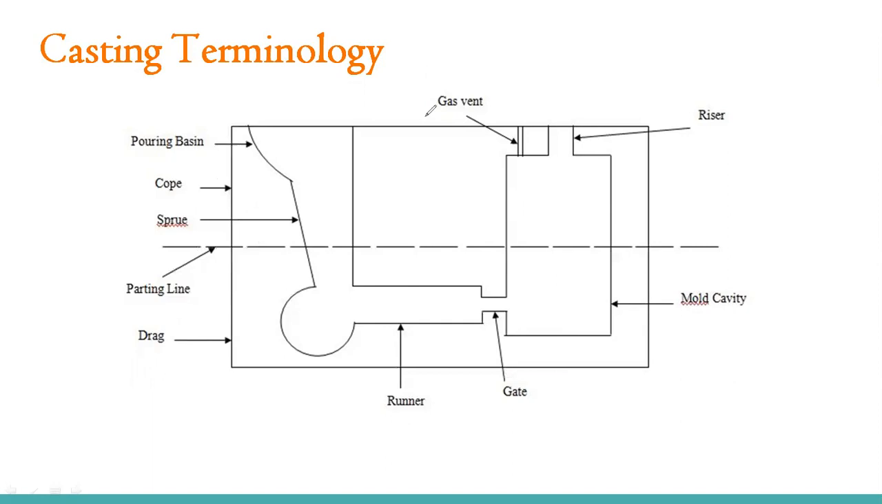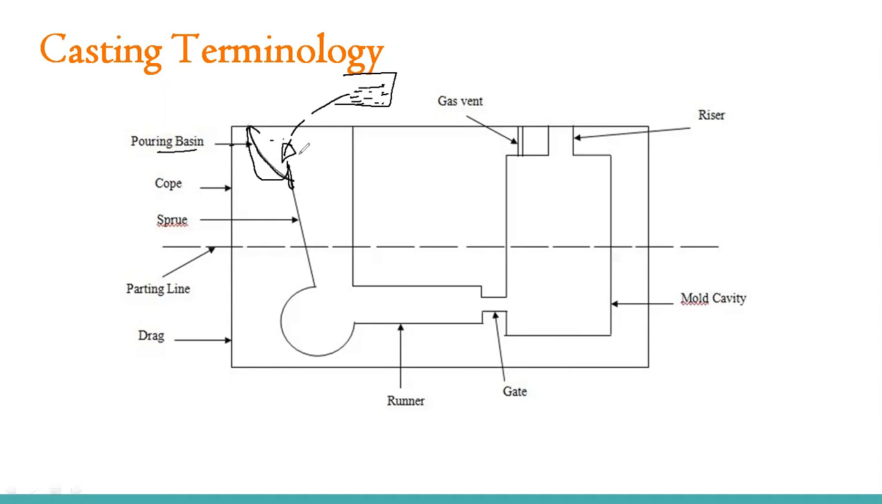Here we are using the ladle, in which the molten or liquid material is filled. This material is poured into this pouring basin. The shape of this pouring basin can be like this sometimes, and sometimes like this. It depends.